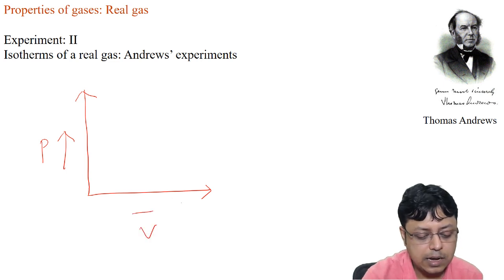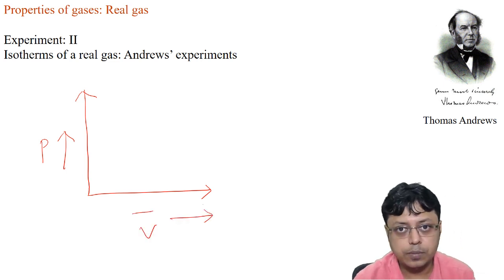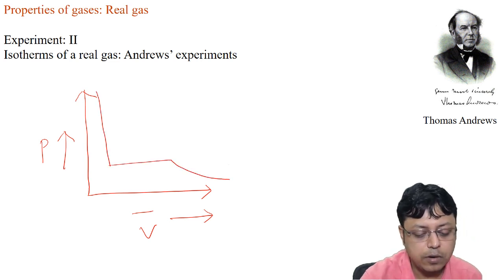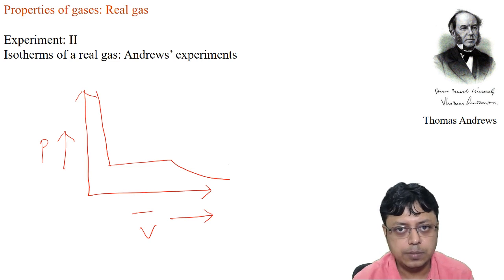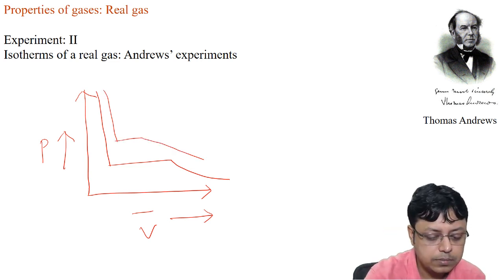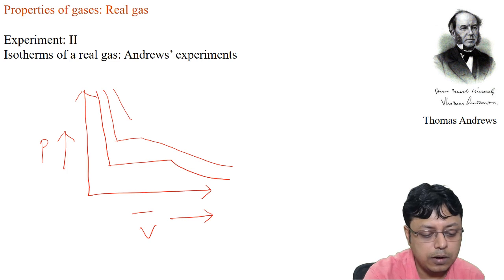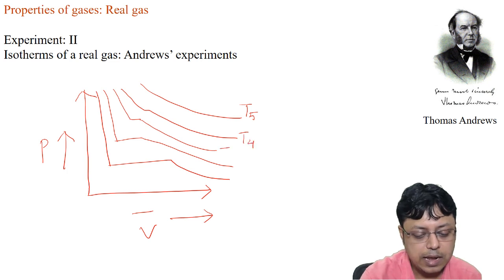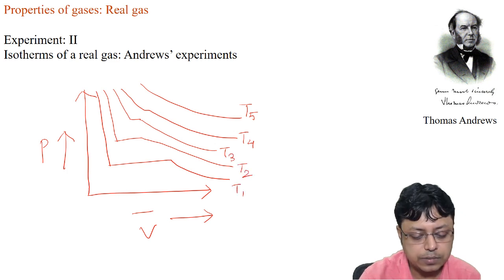As before, it is an isotherm, so it's a pressure volume curve, but the nature of the curve is very different from what we see in the ideal gas behavior. Now here I plot the pressure volume curve at different temperatures. I chose 5 different temperatures, and as before, T5 is the highest temperature and T1 is the lowest temperature.